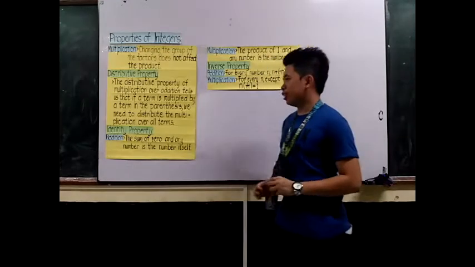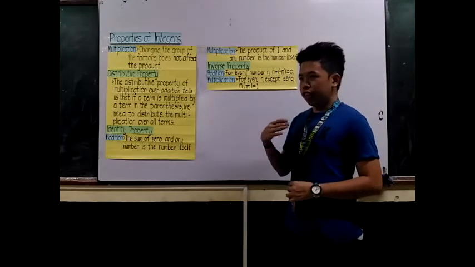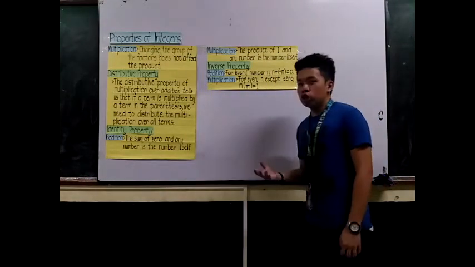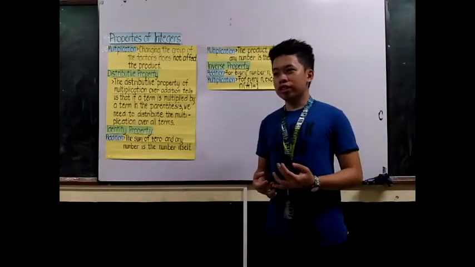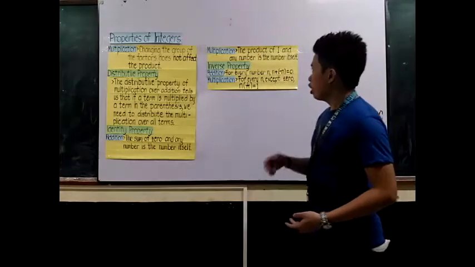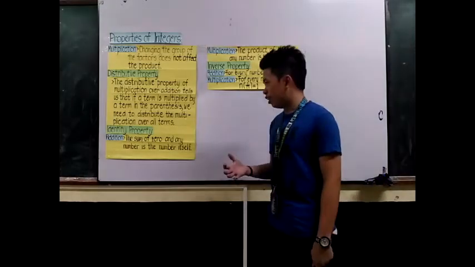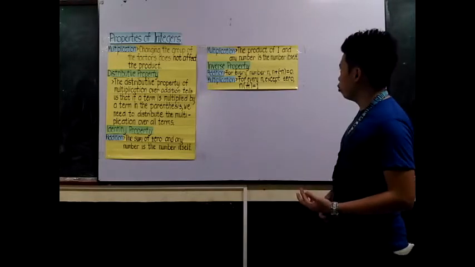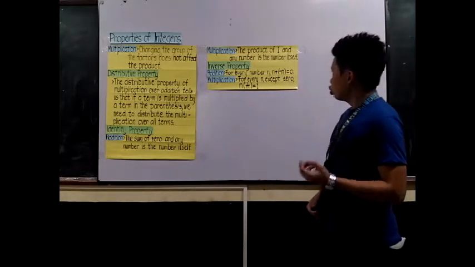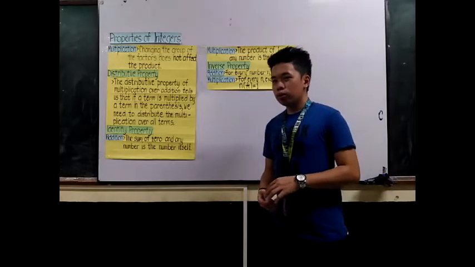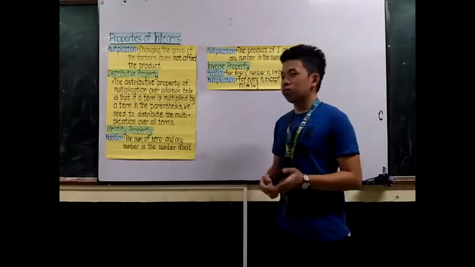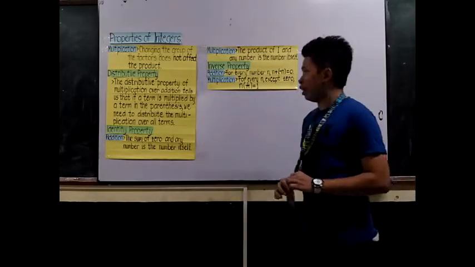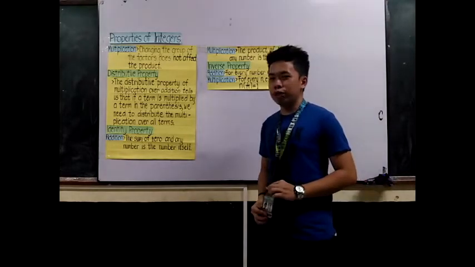The next property is the identity property. For addition, the sum of 0 and any number is the number itself. Anything you add to 0 is still the number itself. There's no change. This means that 0 is the identity in addition. For multiplication, the product of 1 and any number is the number itself. Anything you multiply by 1 will still be the number. So 1 times 5 is 5, 5 times 1 is 5. Which means that 1 is the identity for multiplication.